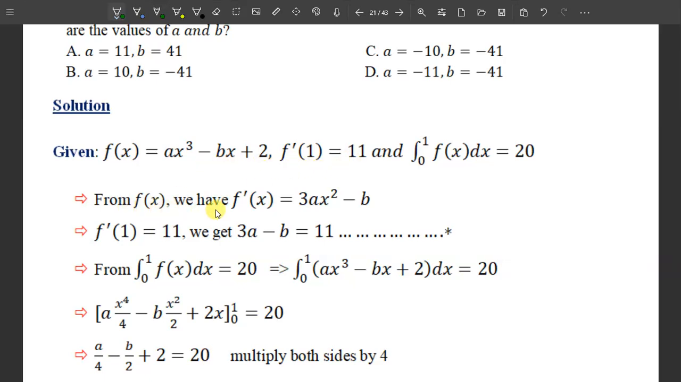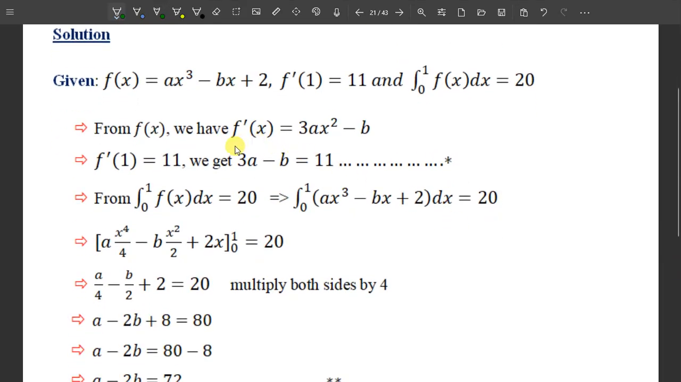From f of x, we have f prime of x, the derivative of this function, is equal to 3ax squared minus b. Since f prime of 1 is equal to 11 is given, what we have to do is replace x here by 1. F prime of 1 is equal to 11 implies 3a minus b is equal to 11. Call this one equation number 1 and put it in a box, we will use it later on.